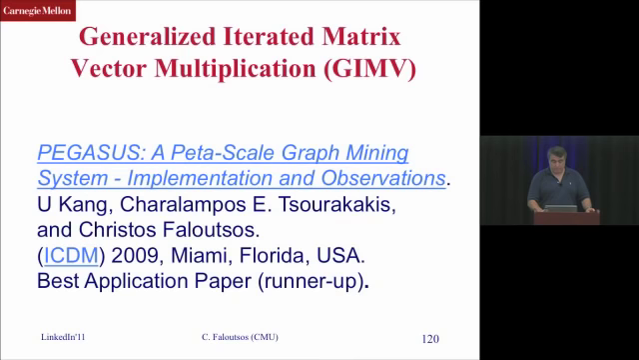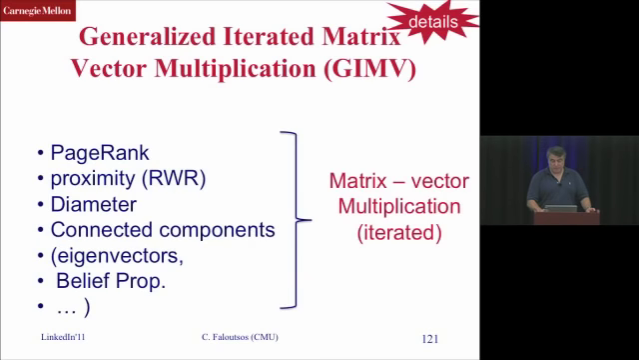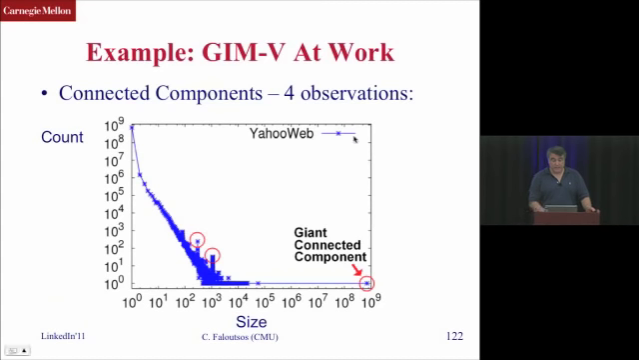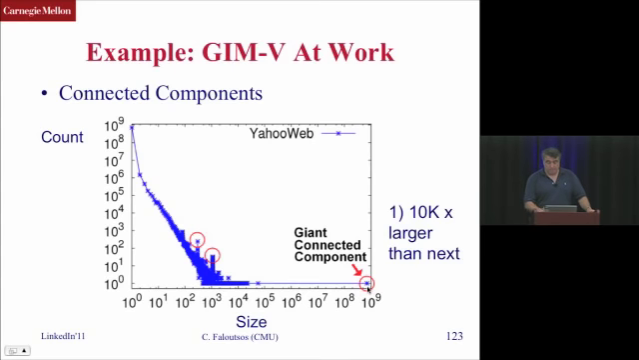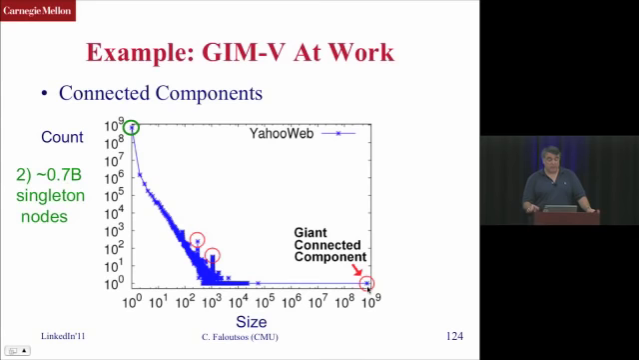This is also work with Babis Tsourakakis and Yukang. The idea here is that if we take the connected components of the web graph, the horizontal axis is the size of the connected component, the vertical axis is count. Not surprising, the giant connected component is humongous. We have 1.4 billion nodes, and almost all of them are in the giant connected component.